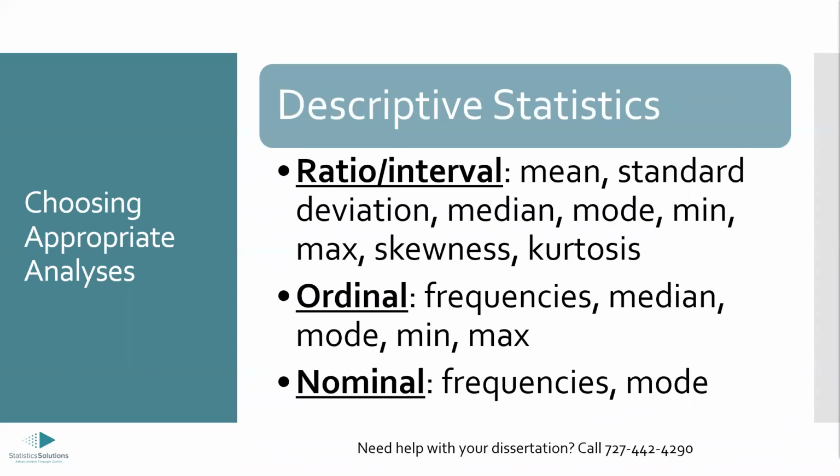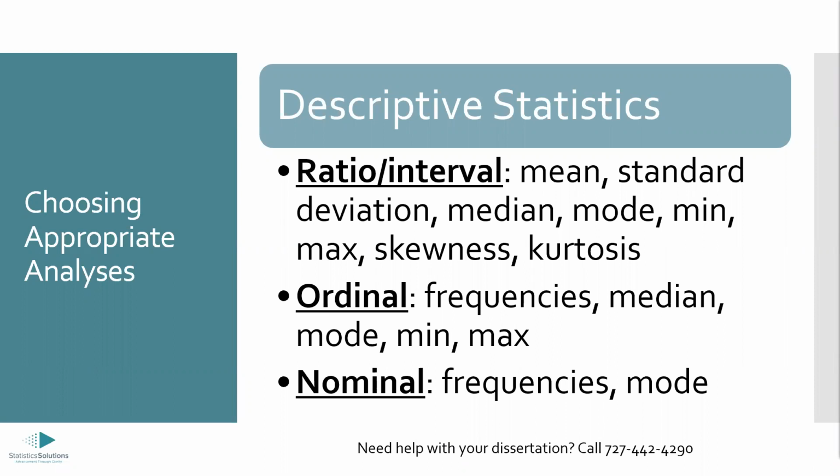And so now that we know a little bit about the levels of measurement and how they're defined, let's talk about what types of analyses we can do with variables that are different levels of measurement. So let's start with the different descriptive statistics that we can perform on data of different levels of measurement. If we're dealing with ratio or interval level variables, there are a lot of different descriptive statistics that we can produce.